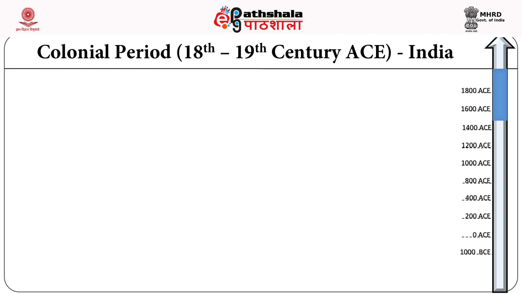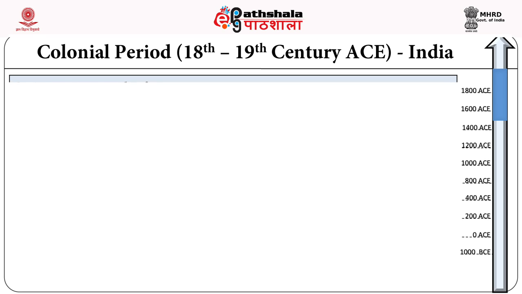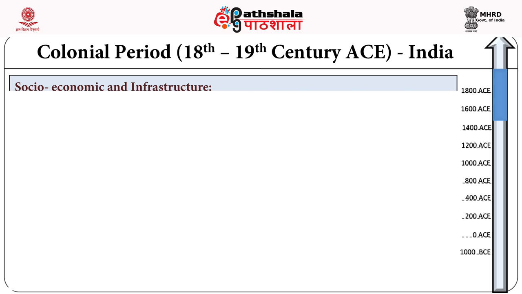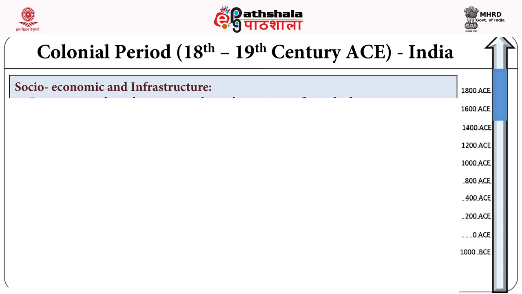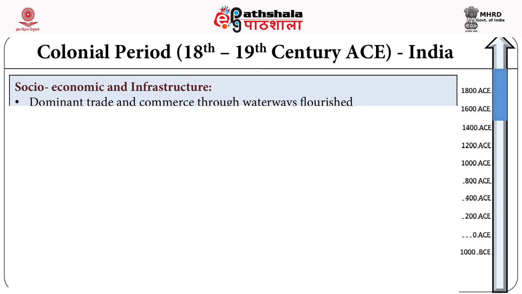About the socio-economic and infrastructural conditions of this time period, we see that trade flourished through waterways. Therefore ports grew, ports which were important and later developed as port cities. So there was growth in port infrastructure, and therefore the port cities developed. Port infrastructure was developed to make the ports more productive.